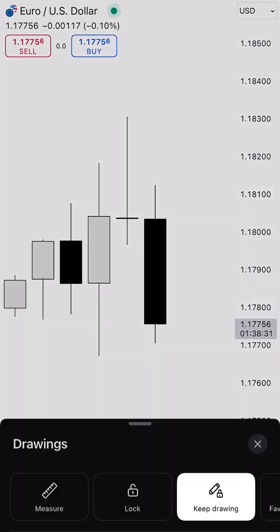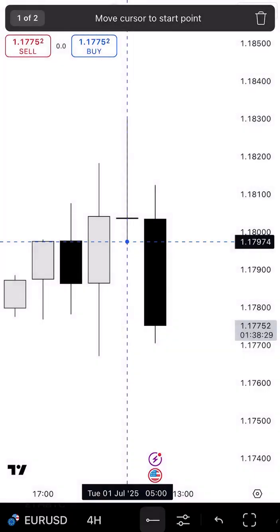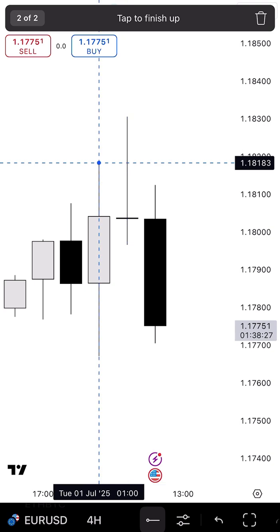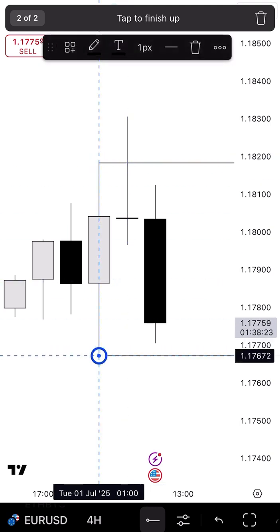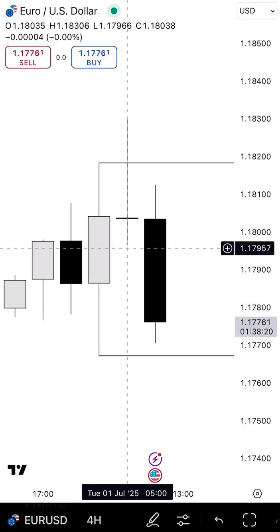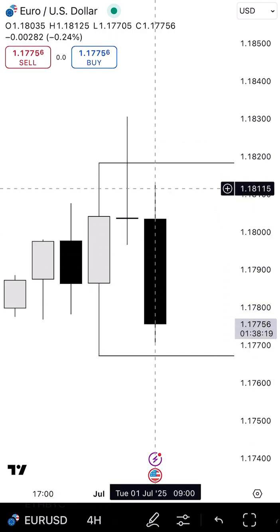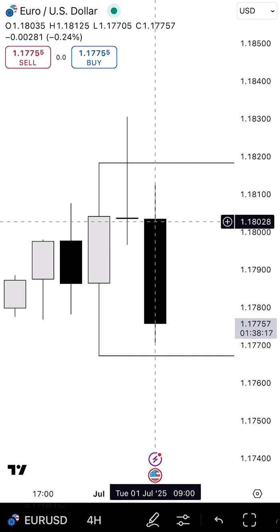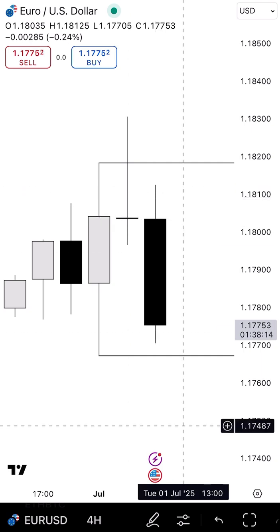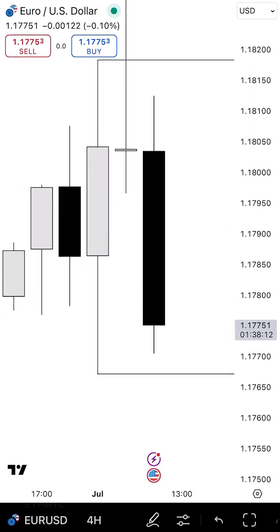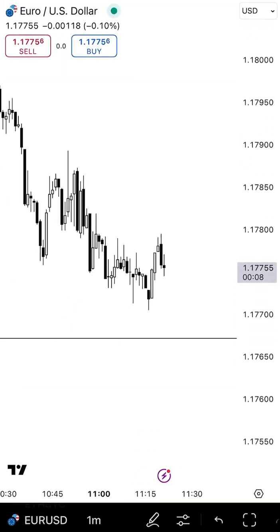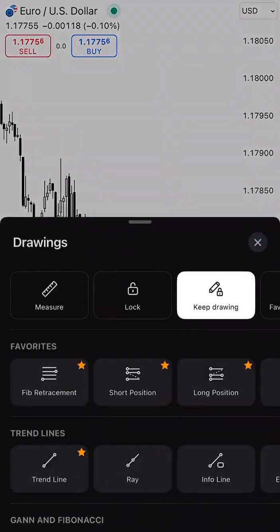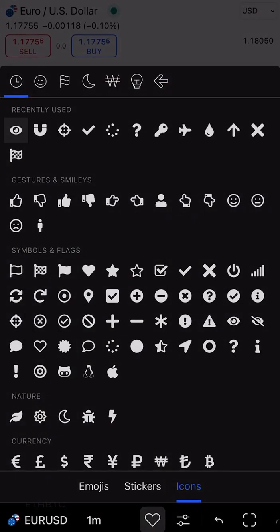Folks, we have here a 4-hour CRT. Let's tape read this together. It's candle 1, candle 2, turtle soup, candle 3, distribution. Right, so candle 3: open, high, dump, and close. Draw liquidity is this low right here. Right there.